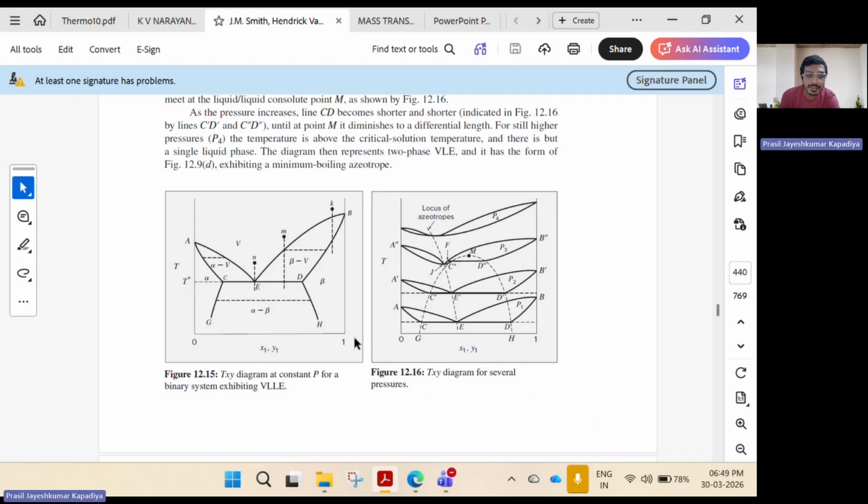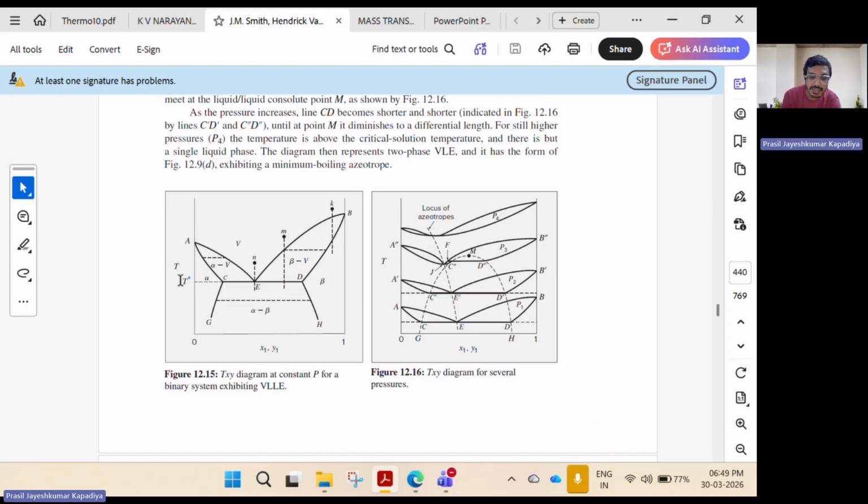Where extreme points are pure liquid with x1 tends to 0, and here it is x1 tends to 1, pure liquids, and here it is pure vapor. Then it is alpha V, beta V equilibrium. This is the three phase composition line.